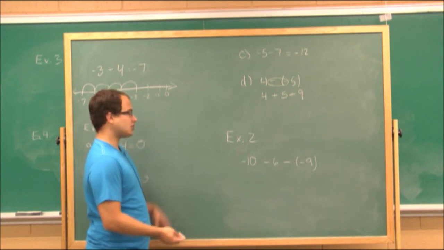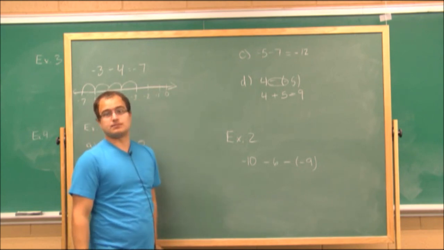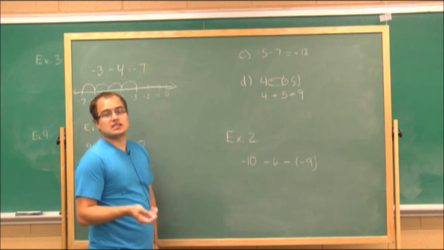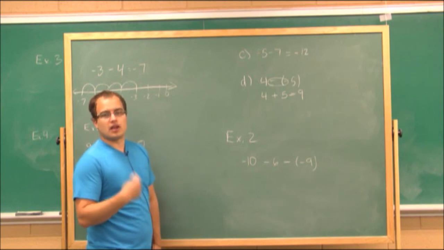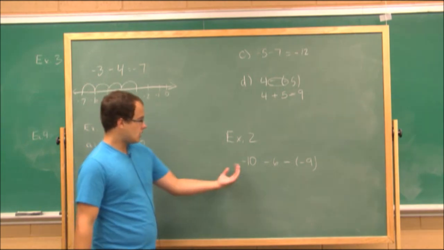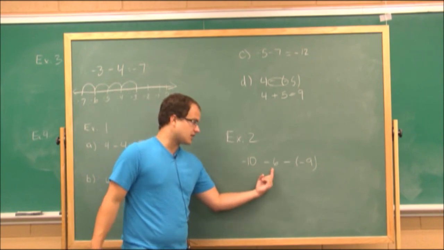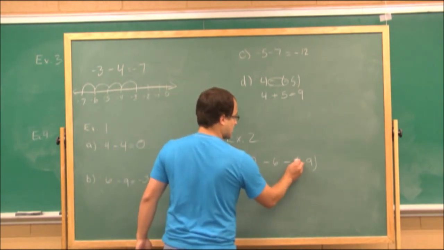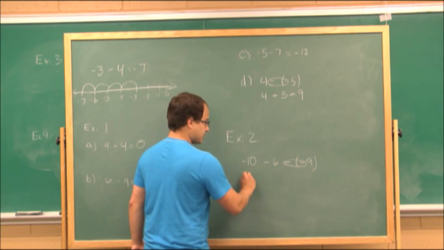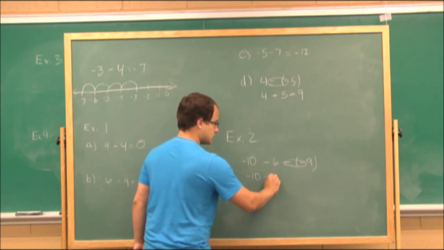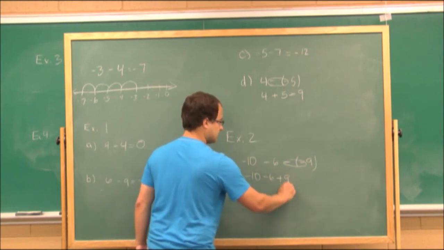So example 2 just throws a mix of everything in. When I'm doing problems like these, the first thing I do is get rid of all the double signs next to each other. This sign's by itself, this sign's by itself, but these two negative signs are next to each other. So I'm going to simplify them to a positive.